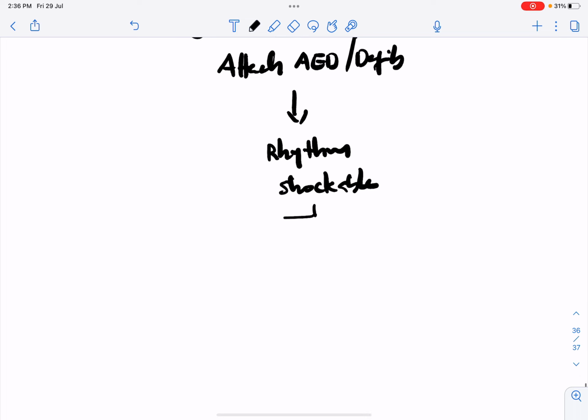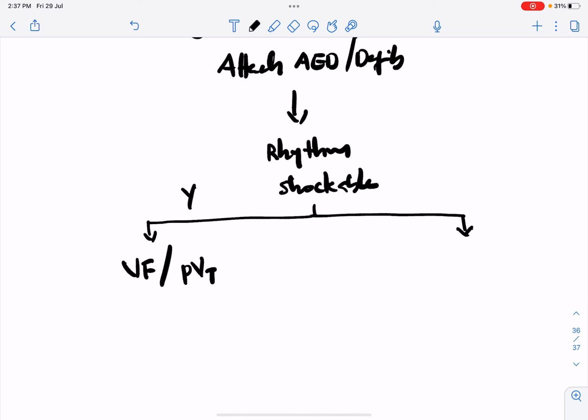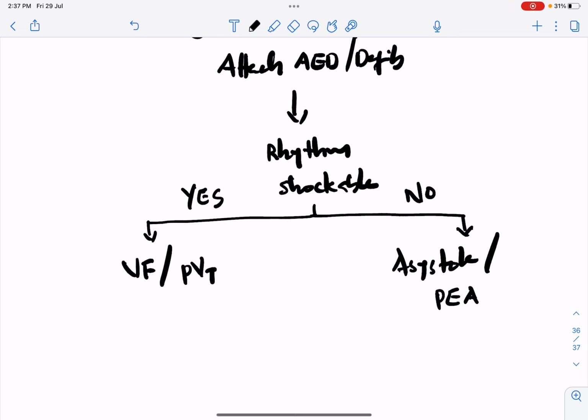We have two kinds of rhythm, shockable rhythms and non-shockable rhythms. The shockable rhythms are ventricular fibrillation and pulseless VT. So if the rhythm is shockable, it will be VF or VT. And if the rhythm is non-shockable, it is either asystole or pulseless electrical activity. These are the four rhythms that you can see in a case of cardiac arrest. First we are discussing the shockable rhythms, then we will move on to the non-shockable rhythms.